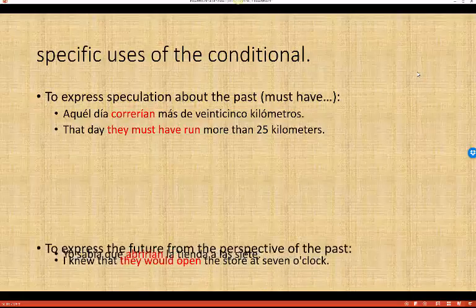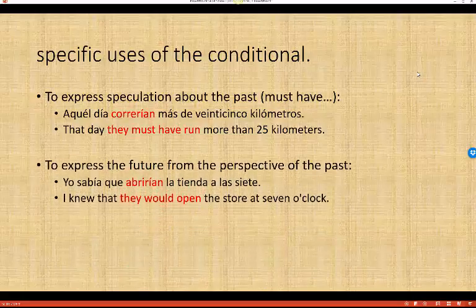Really, really useful. To express the future from the perspective of the past. So, yo sabía que abrirían la tienda a las 7. I'm expressing the fact that I knew they would open the store at 7, and I knew this yesterday, or way back in the day when you talked about it. Okay, so you want to express what's going to happen from the perspective of the past when you're in conversation. Okay, so I knew that they would open the store at 7 o'clock. Yo sabía que ellos abrirían la tienda.